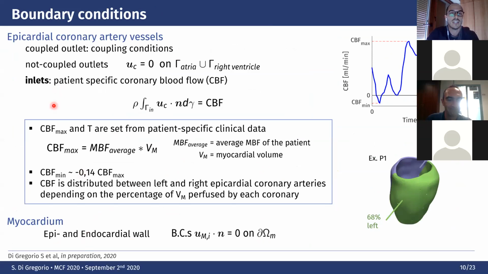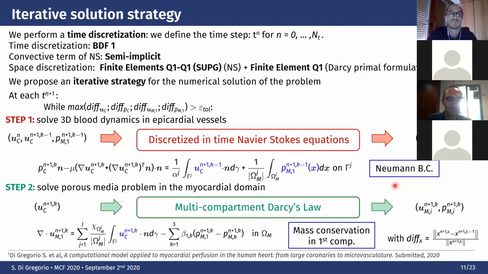In particular, at the inlet of the coronaries, we impose a patient-specific coronary blood flow rate. The profile is shown here, and it is calibrated using patient-specific clinical data. In particular, the maximum coronary blood flow is set equal to the average myocardial blood flow in the myocardium times the volume of the myocardium. And then this profile is distributed between the left and the right epicardial coronary arteries, depending on the percentage of the myocardial volume perfused by the left and by the right epicardial coronary.